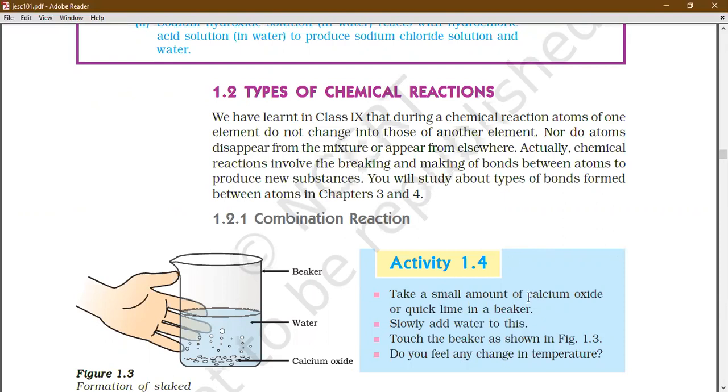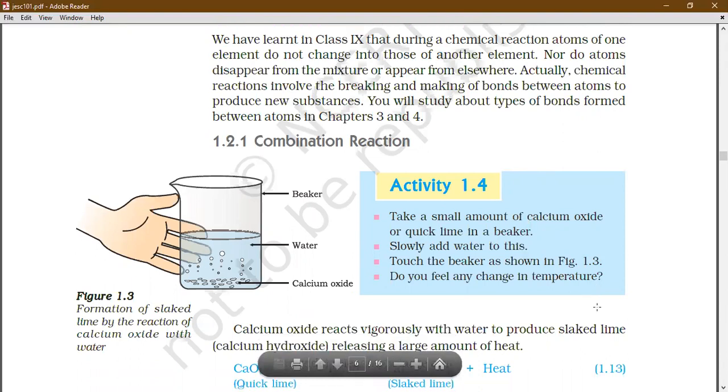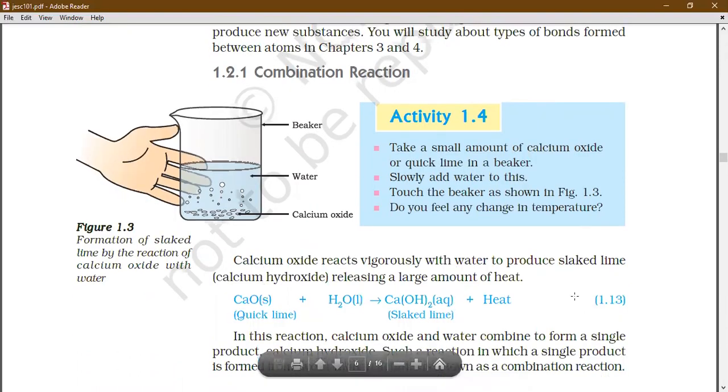Combination reaction. Activity 1.4. Take a small amount of calcium oxide or quicklime in a beaker. Slowly add water to this. Touch the beaker as shown in figure 1.3. Do you feel any change in temperature? Calcium oxide reacts vigorously with water to produce slaked lime, which is calcium hydroxide, releasing a large amount of heat.